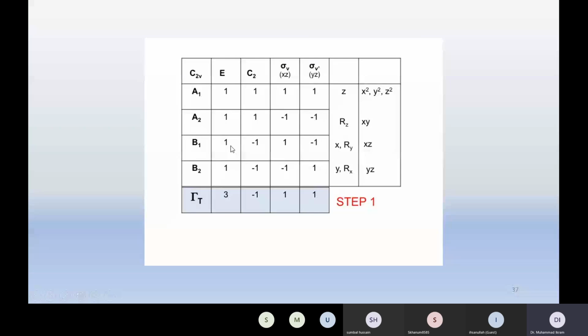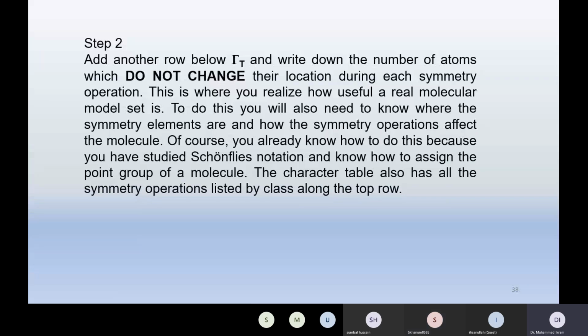So 1 plus 1 plus 1 is 3, 1 minus 1 minus 1 is minus 1, 1 plus 1 minus 1 is equal to 1, 1 plus minus 1 plus 1 is equal to 1. सर इस H2 को या RZ को हम क्यों मतलब कंसीडर नहीं करते? Because this is corresponding to the rotational motion. हम सिर्फ translational motions को ले रहे हैं.